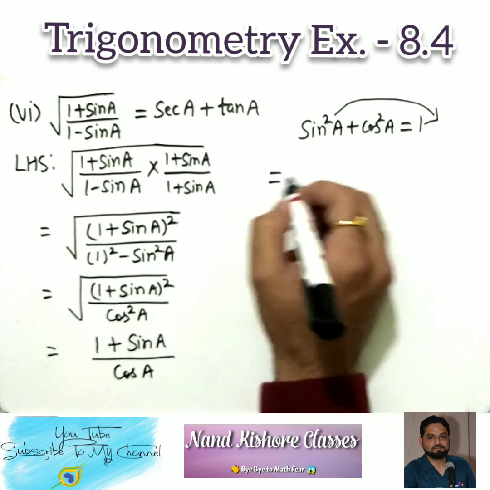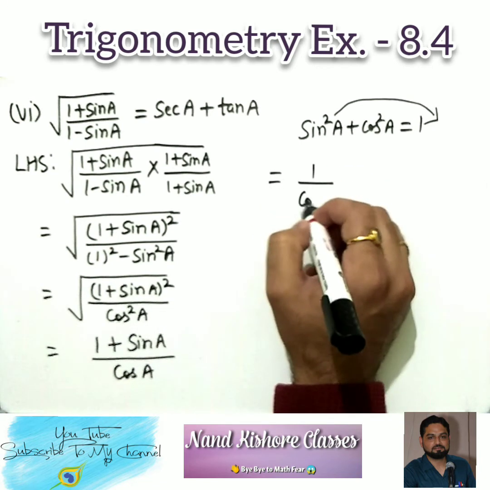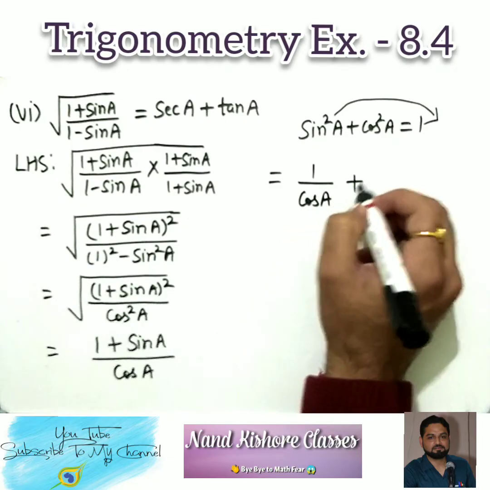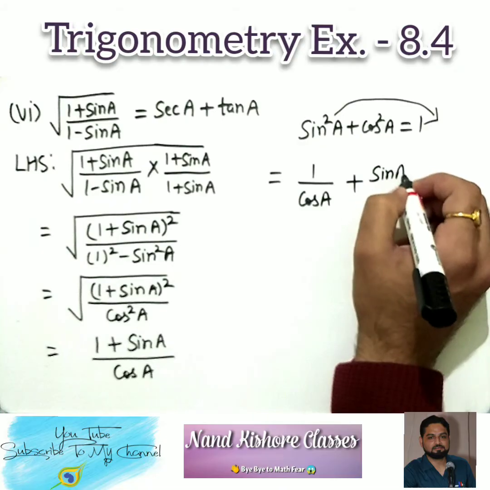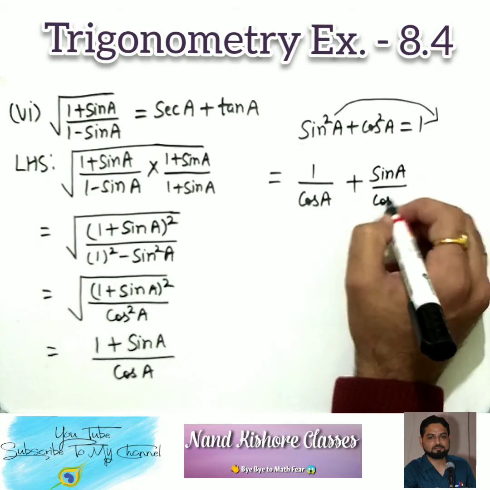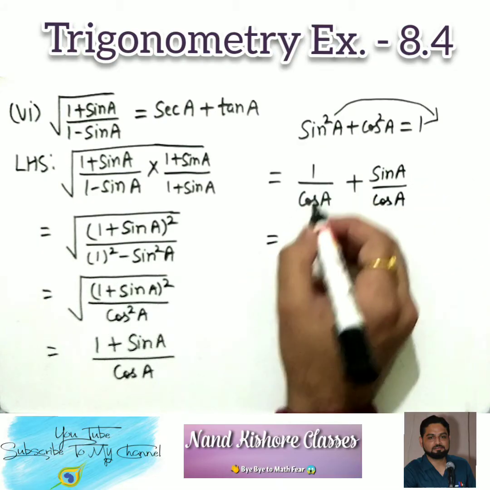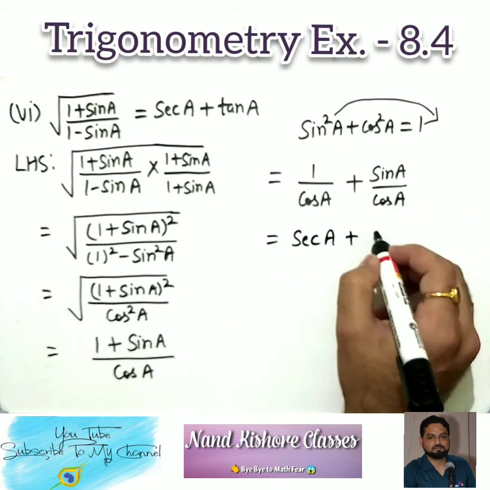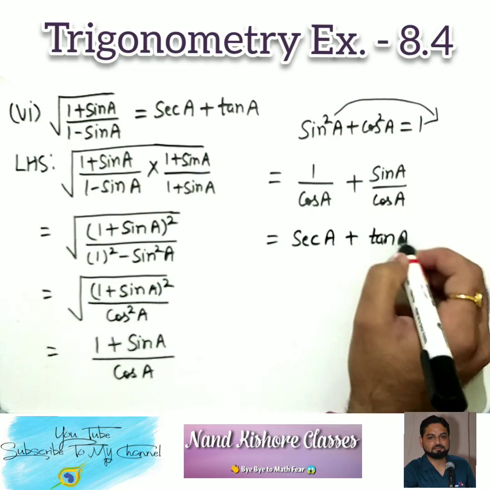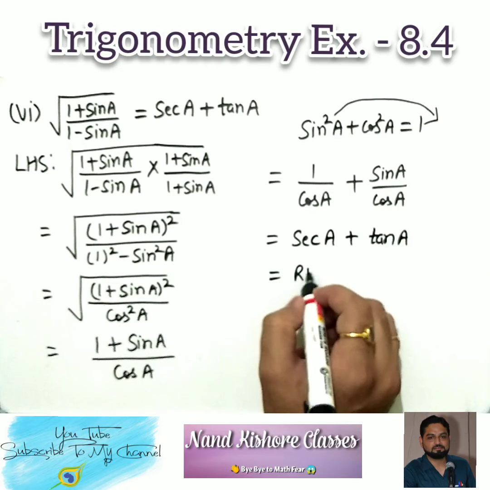Our next step: 1 upon cos A plus this sin A upon cos A. One by cos A can be written as secant A. Sin by cos can be written as tangent A. So this is what we wanted to prove.